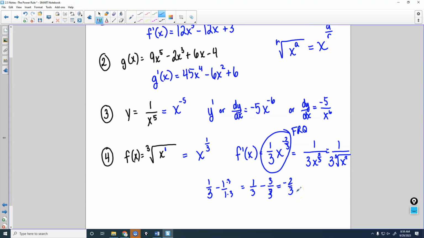Yes? It's the 1/3 right there. So since that's a fraction, I could put this over 1 as well if I want. I'm moving this back down to the bottom there, so that's where that comes from.